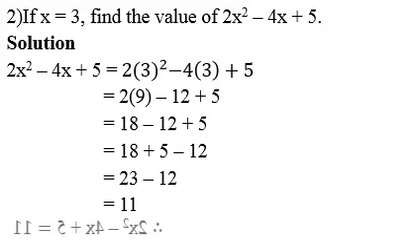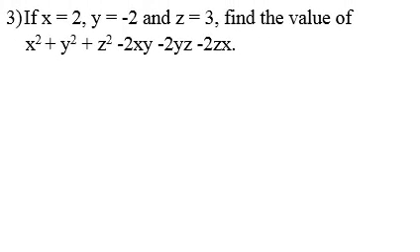So therefore 2x squared minus 4x plus 5, the answer is equal to 11. So when the value of variable x is 3, then the answer must be equal to 11. Okay, let's go to example number 3.